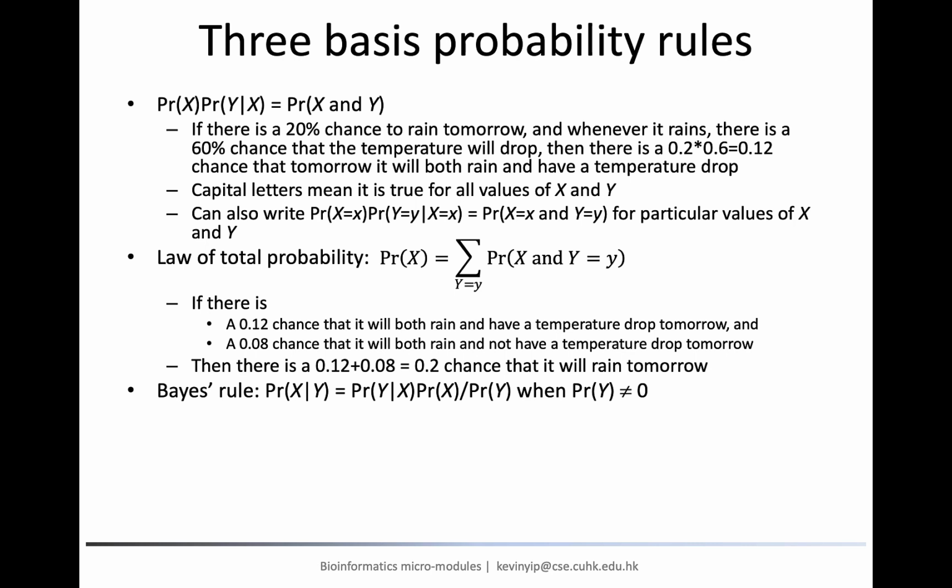Finally, the third rule is the Bayes rule, which states that probability of x given y is equal to probability of y given x times probability of x divided by probability of y, when probability of y is not zero. This rule may look complicated, but if we multiply both sides by probability of y, we get probability x given y times probability of y on the left-hand side, and probability of y given x times probability of x on the right-hand side, which are of course equal due to the first rule we just studied. That proves the Bayes rule.